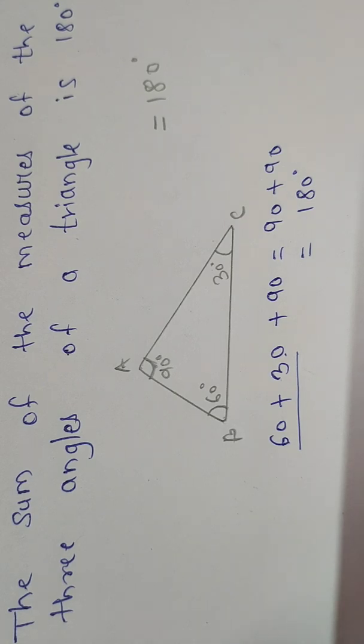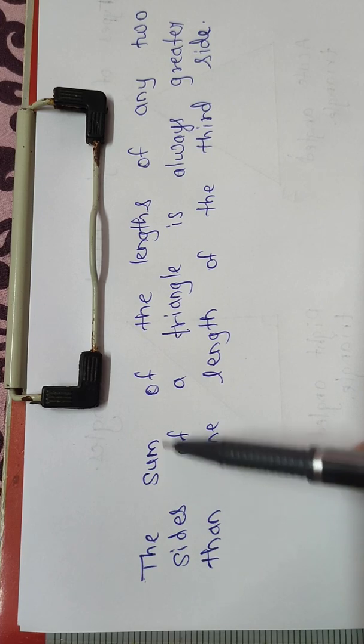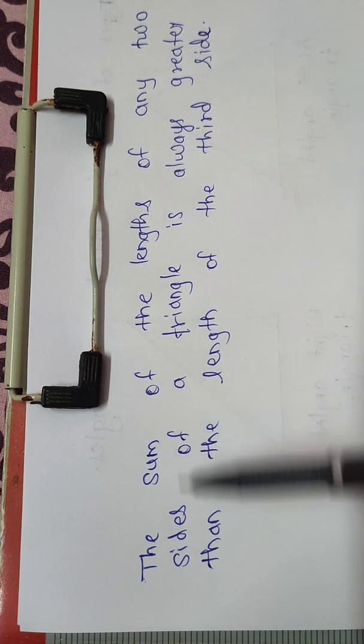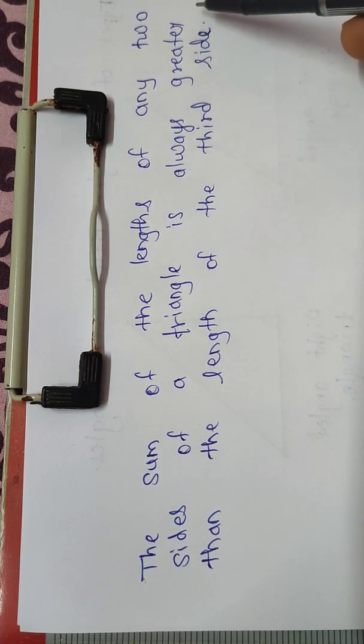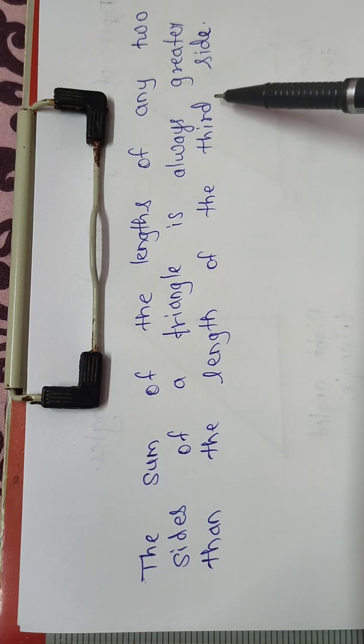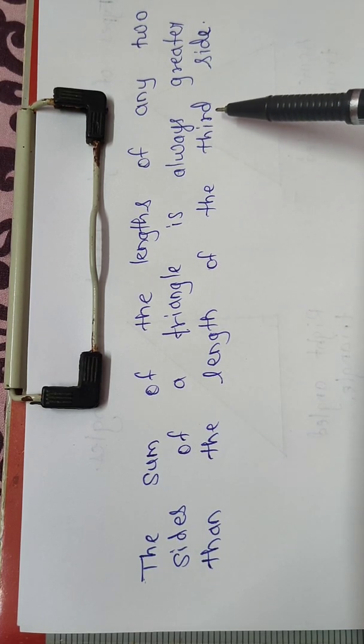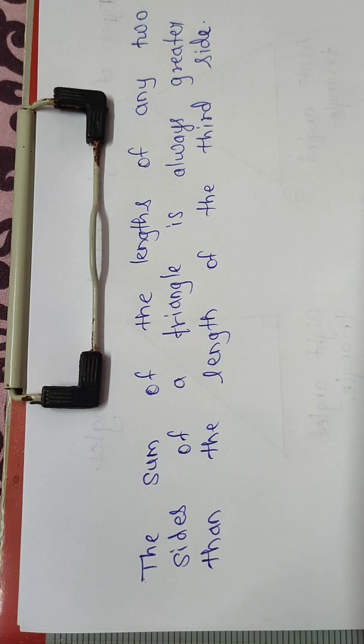Our next property is that the sum of the lengths of any two sides of a triangle is always greater than the length of the third side. What do we have to do? The addition of any two sides' lengths should be greater than the third side.